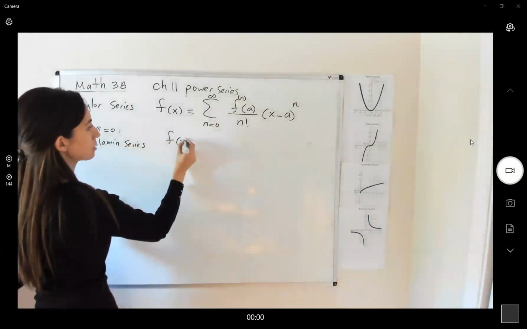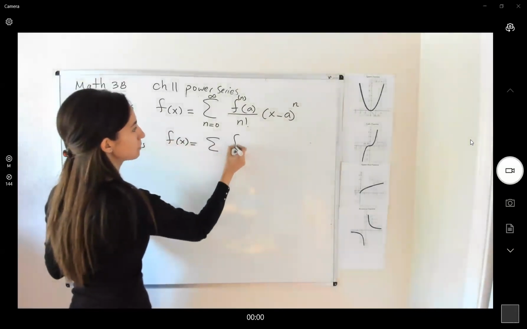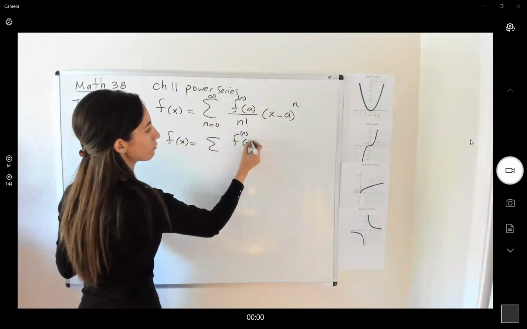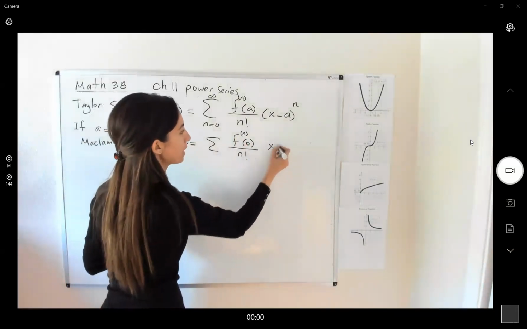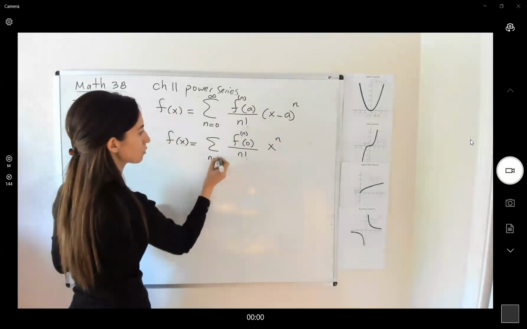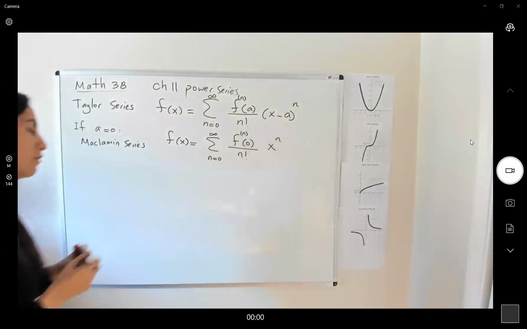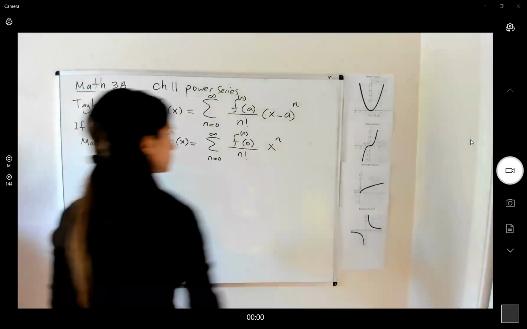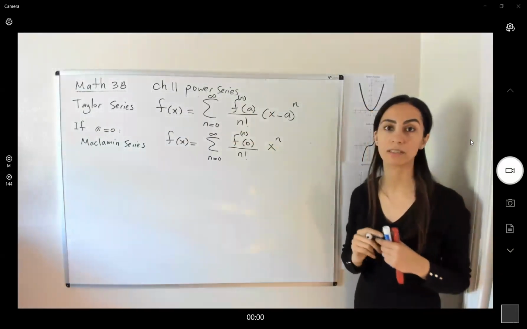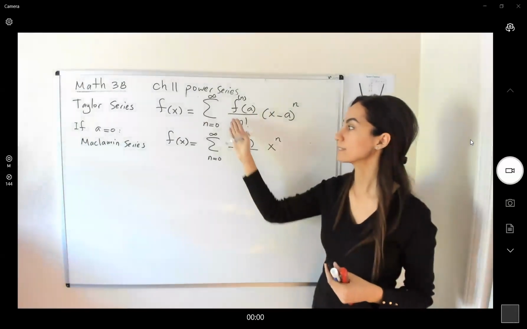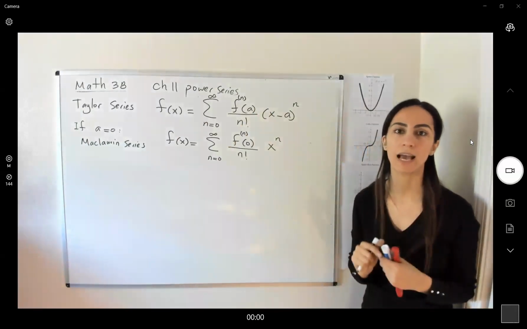f of x is the sum of the nth derivative of the function at 0 divided by n factorial, times x to the n, where n starts from 0 and goes to infinity. Note that since we are approximating these functions using a series, we always have an error.